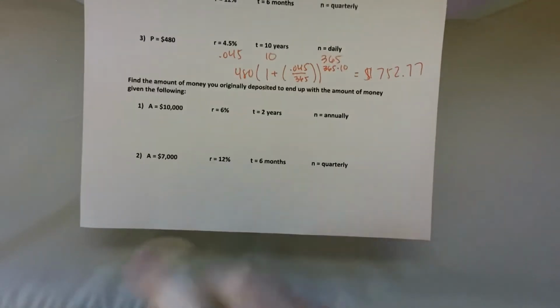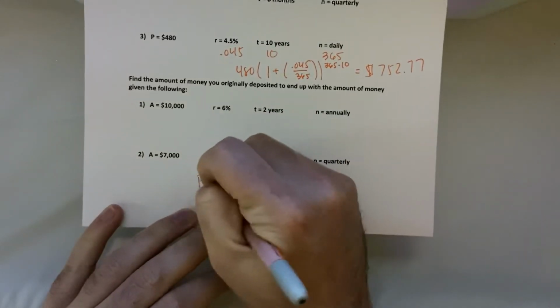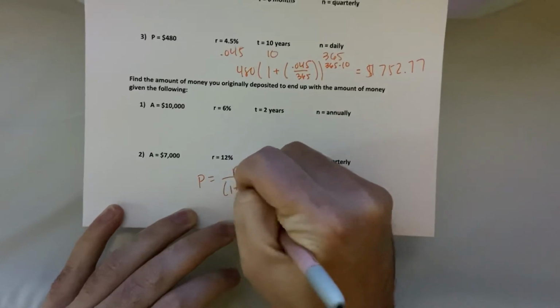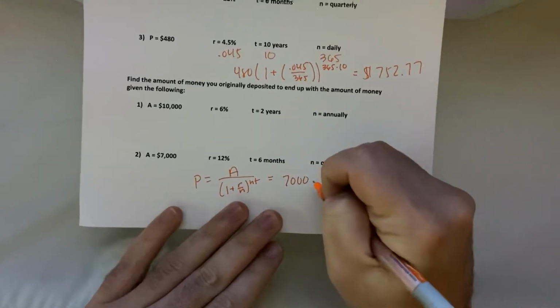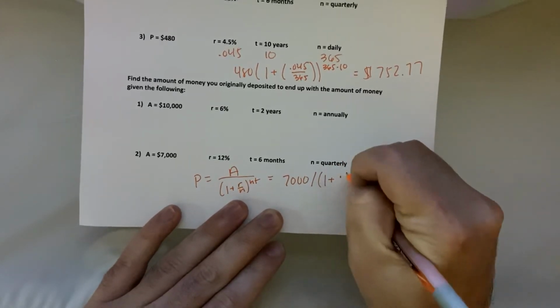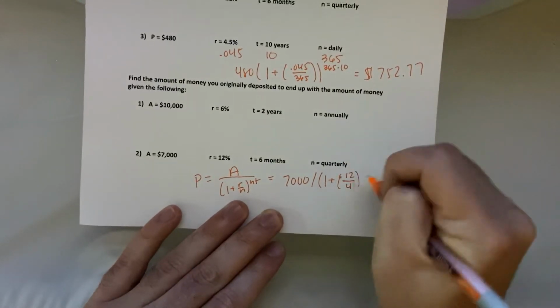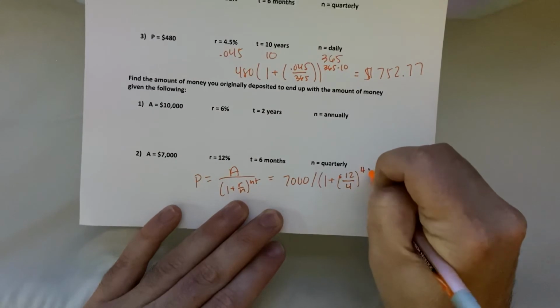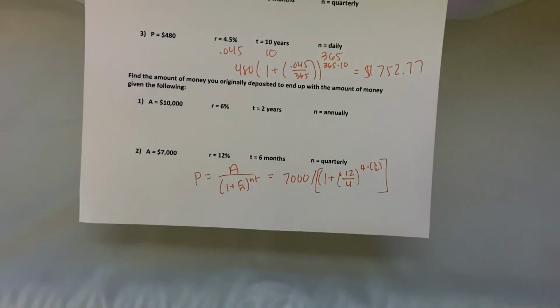Let's do number 2. You want $7,000 after 6 months at a 12% interest rate, and they make quarterly payments. Okay, so this uses the other formula, P equals A divided by 1 plus r over n to the nt. So here, I need to do 7,000 in the calculator, divided by parentheses, 1 plus my 0.12 over n, quarterly, so over 4. All of this raised to the 4 times 1/2, because it's half a year, power. So I really would need an extra set of parentheses to be safe here.